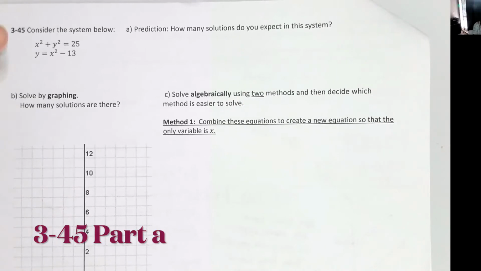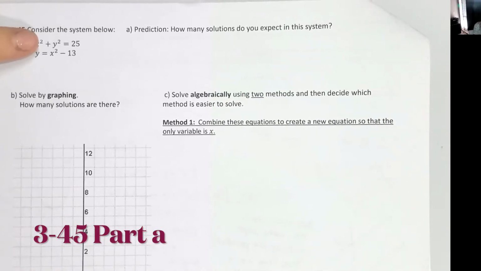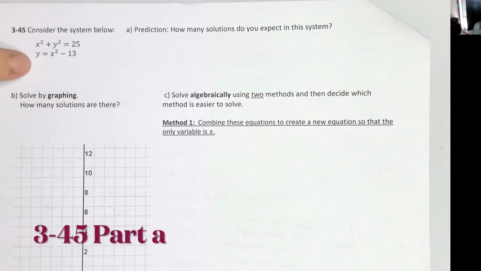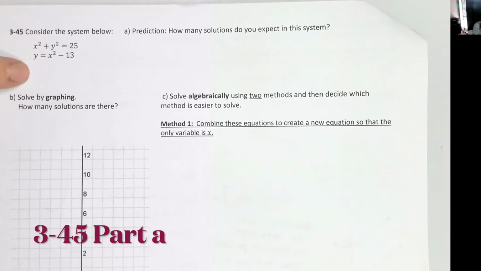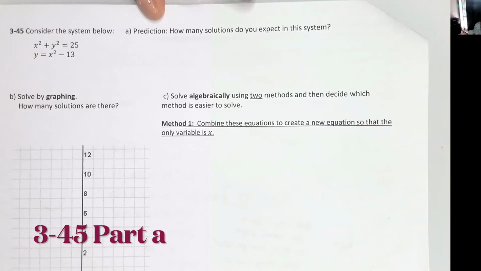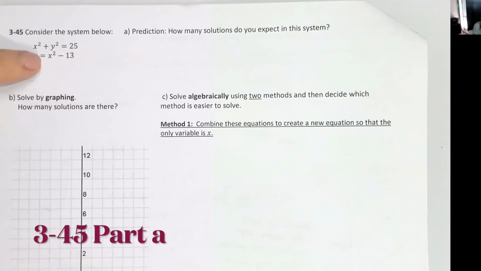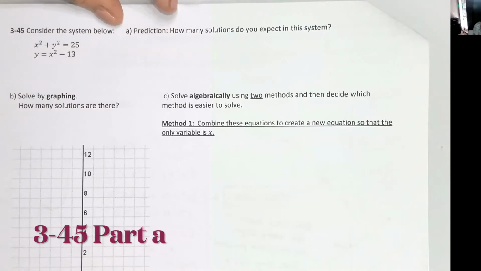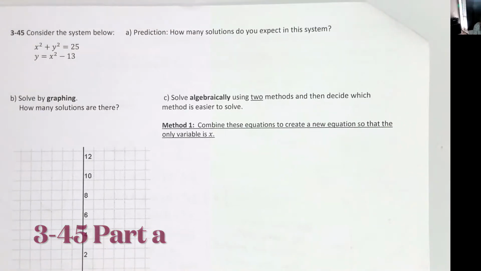So for problem 45, here's what you're going to do. You're given a system of equations. I want you to think about what kind of graphs they are. Okay, I've seen this equation. What is the graph going to look like? What is this graph going to look like? And I want you to make predictions on how many solutions you could have with these types of equations. We're only going to pause the video for just part A right now. Pause it, do it on your own, come back.